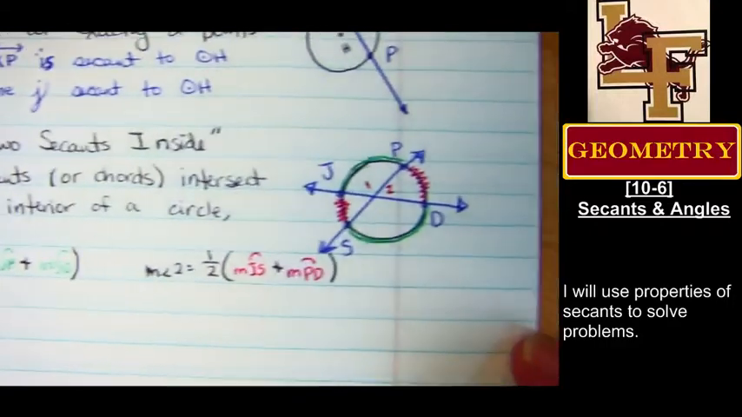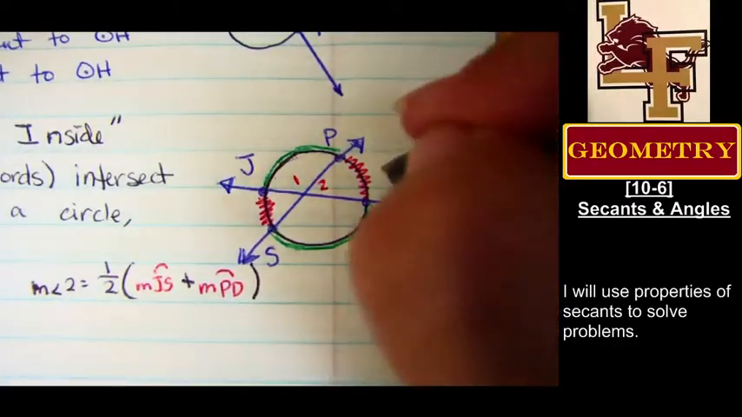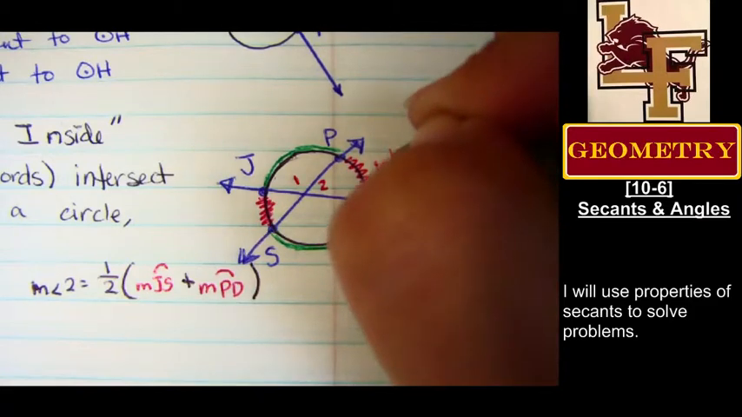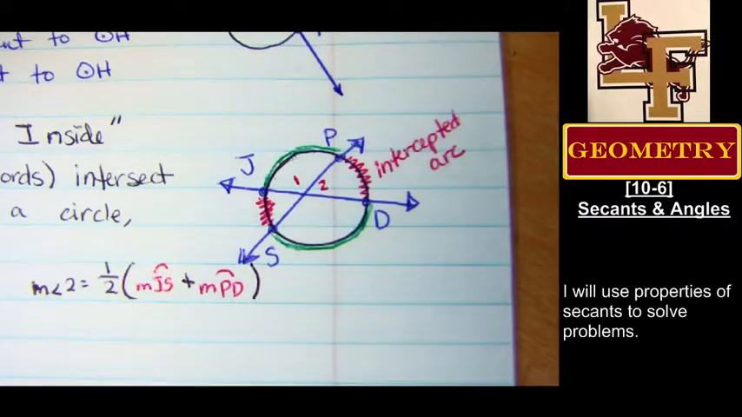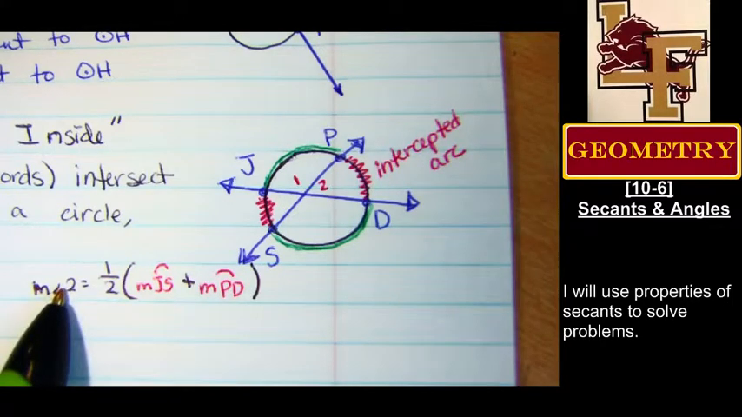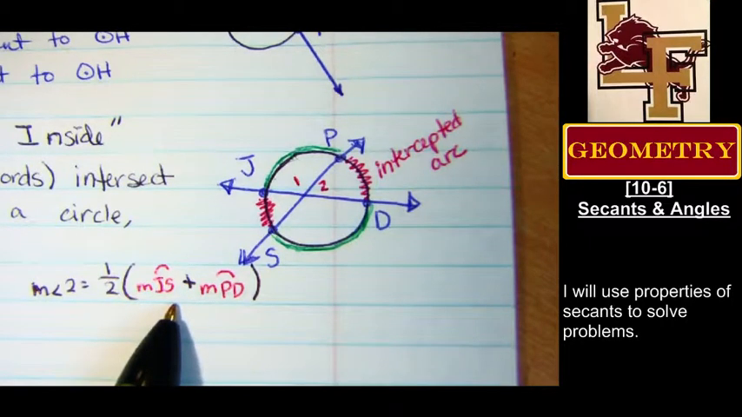These arcs have special names. These are called intercepted arcs. So all of those arcs that are inside of those secant lines, those are intercepted arcs. And so in words, this formula is that the measure of the angle is half of the sum of the intercepted arcs. It's a mouthful.